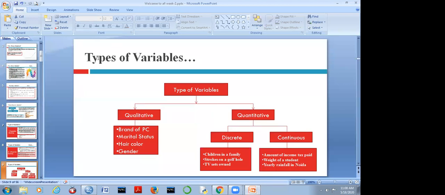So in statistics, types of variables. There are two types of variables. One is qualitative variables and another is quantitative variables. जिसको हम ऐसे भी बोल सकते हैं type of variable: qualitative data and quantitative data. Applying a statistical tool on quantitative data is very easy. Very easy.